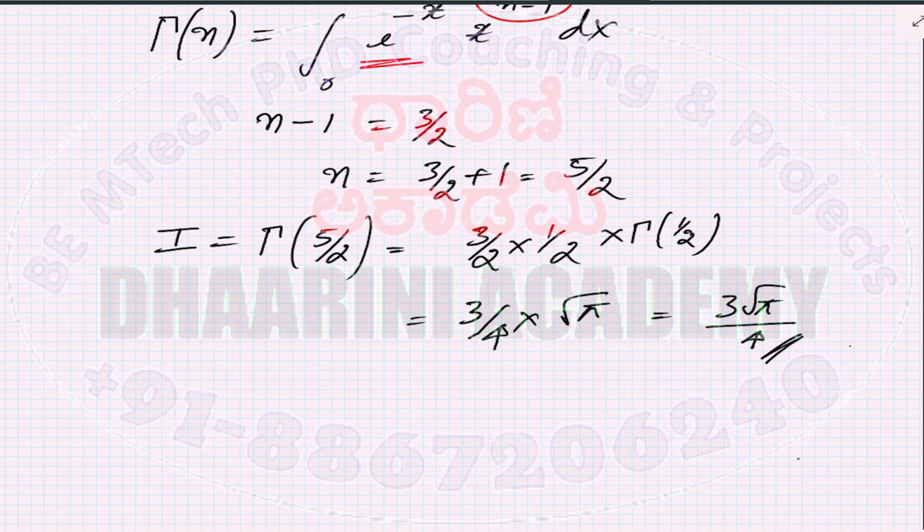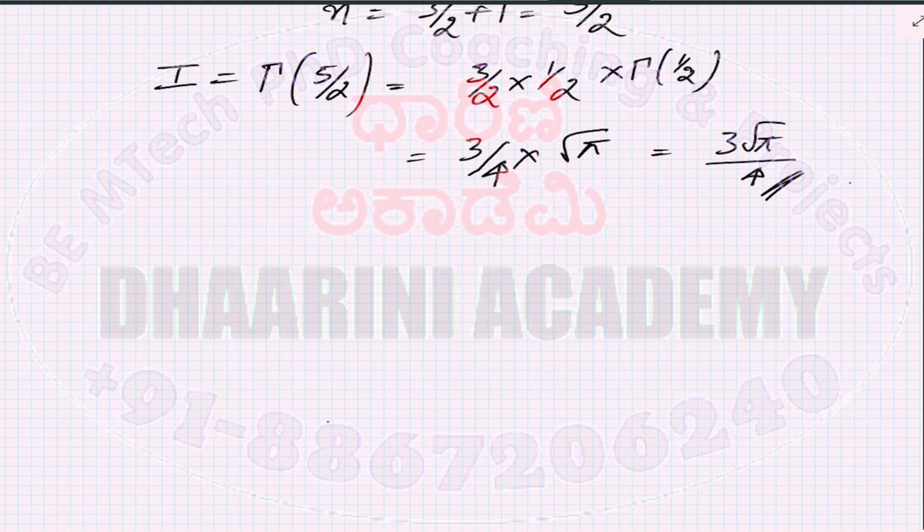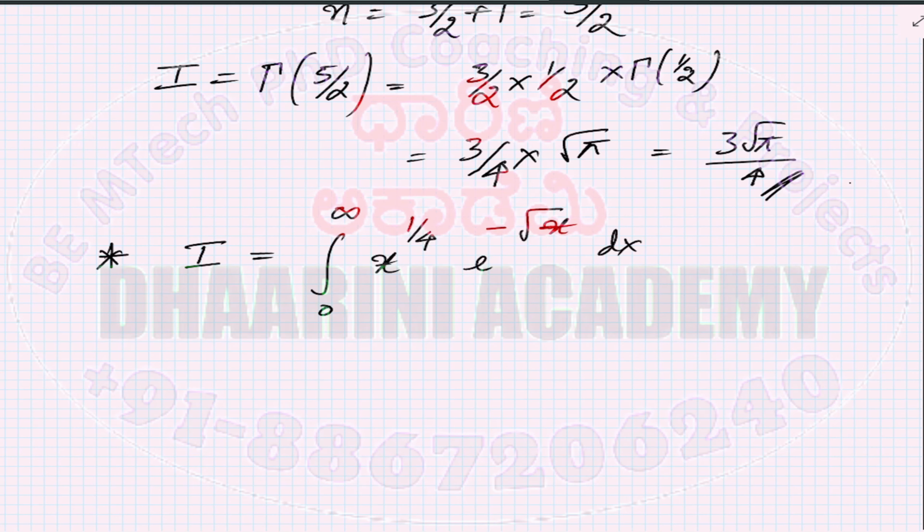Okay, so the next one is this. Fine. We'll go one level deeper. This is a slightly tougher question. So solve I is equal to integral 0 to infinity x to the 1 by 4 into e to the minus root x dx.